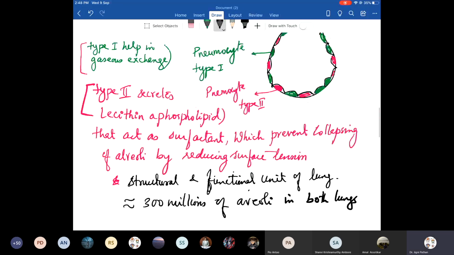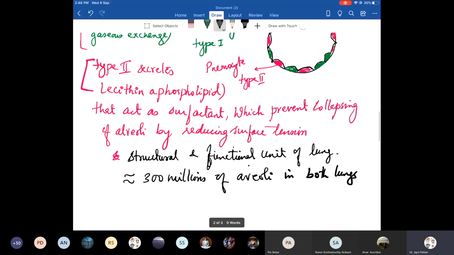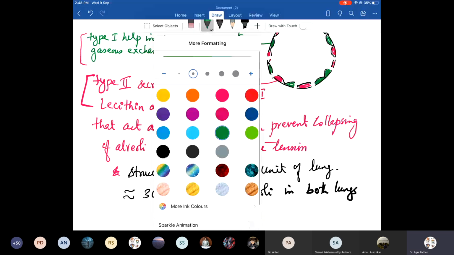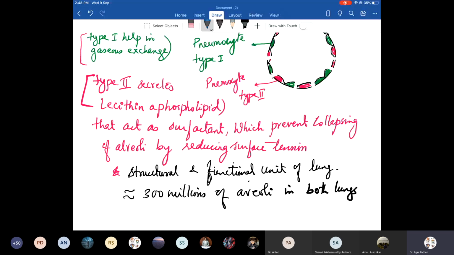Done? Write down. In between the alveoli, there are pores. These pores are called, very important, pores of Kuhn. Pores of Kuhn are present in the wall of alveoli.